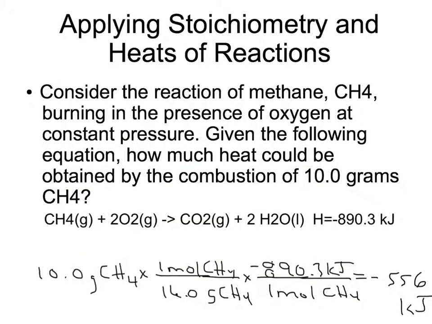Here's a problem that I don't think is in your packet, but it's a simple stoichiometry problem. If you take a look, they're giving you the grams of CH4 in a balanced equation and asking how much heat would be generated if we're combusting 10 grams of CH4. So the first thing we have to do, of course, is change grams to moles by using the molar mass of CH4. When we do that, our grams of CH4 cancel out. Then we know that the negative 890.3 kilojoules can be used in these types of problems too. And we know that that is generated for every 1 mole of CH4. So when we use that for our conversion factor, our moles of CH4 cancel out, and our answer is negative 556 kilojoules.